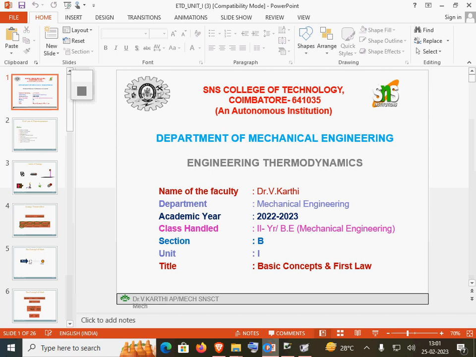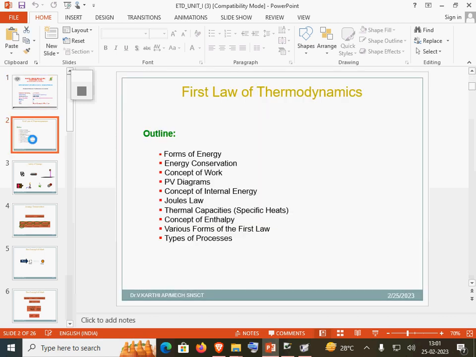Engineering thermodynamics, the basic concept of the first law. The outline: forms of energy, energy conservation, concept of work, PV diagram, concept of internal energy, Joule's law, thermal capacities, concept of enthalpy, various forms of the first law, types of process.